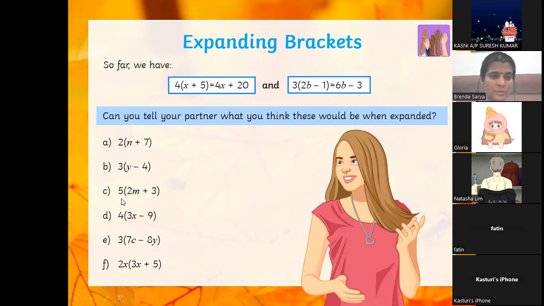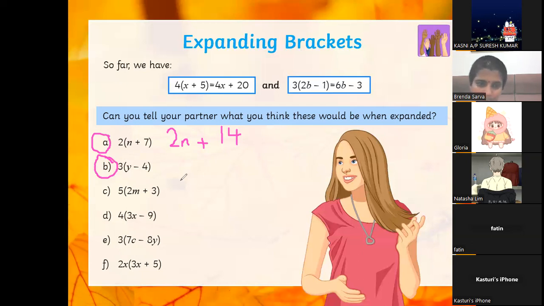Okay, let's do this first question on the screen. Everybody answer for A in the chat. 2 times n plus 7. So put the 2 into the bracket. What happens? Very good. Why minus, Natasha? Is there a careless mistake there? It's a positive here. So it's 2n plus 14. Well done. Okay, good.